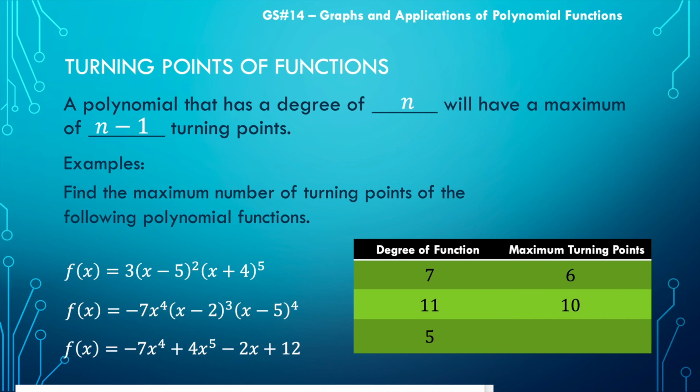Remember that when you're looking at a function, the degree is the power of the leading term if it's written in standard form. Otherwise, it's just the highest degree that you find throughout the function when it's all multiplied out. So the maximum number of turning points here will be 4. This is a pretty easy concept. It just takes a little bit of practice.